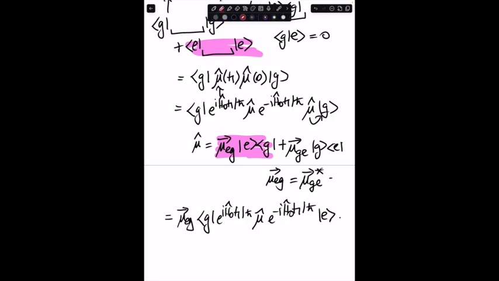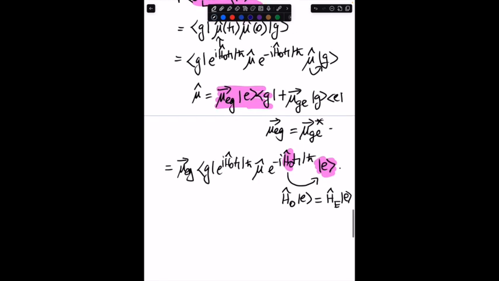Now H0 acting on ket E for now I'm going to write as HE acting on ket E. Now, this needs to be understood a little bit carefully because this is the full matter Hamiltonian. Here I'm considering the full matter Hamiltonian, and what that means is that H0 has your system component, your bath component, and your system bath component.